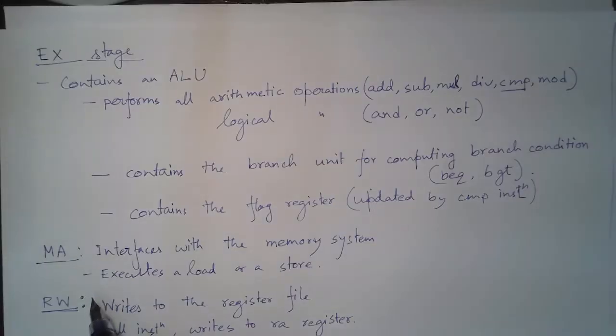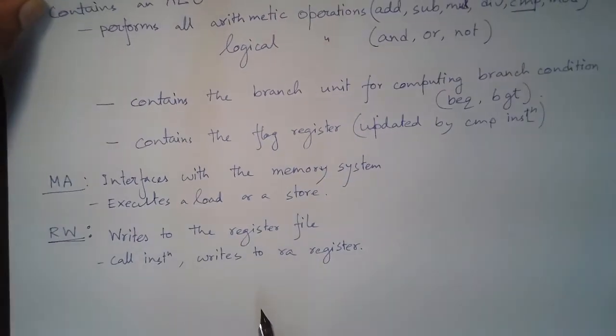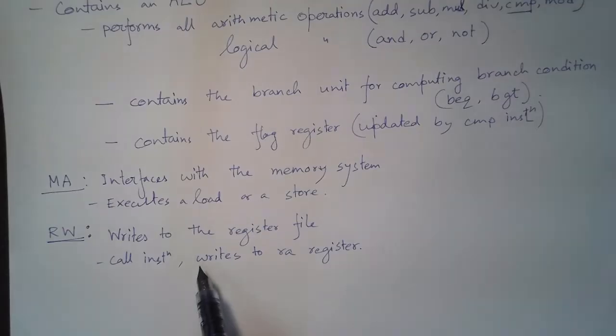The other stage is the memory access stage, which is solely responsible for load and store instructions. Then there is the register write stage, where we update the register file either from the ALU outcome, or if there is a call instruction, then before we execute that routine we have to update the link register. So at this stage also we will be using the RW stage. So this gives an overview of all the different stages of the processor.